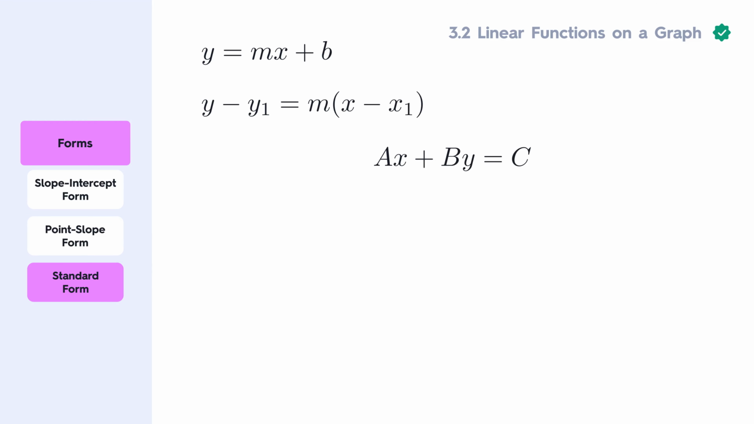The standard form is another way to write a linear equation. While it's not as immediately useful for graphing, it's great for finding intercepts. To find the x-intercept, we set y to 0. To get the y-intercept, we set x to 0.